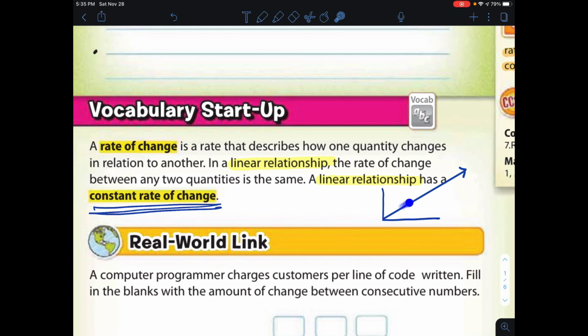So if you see a graph here, remember we studied graphs in the previous lessons, where this is your x-axis and this is your y-axis. If you see a straight line, that is what we call a linear relationship because it forms a line. So a linear relationship or a graph with a straight line will have what we call a constant rate of change. So in this lesson, all the examples that we will be discussing will have constant rates of change.